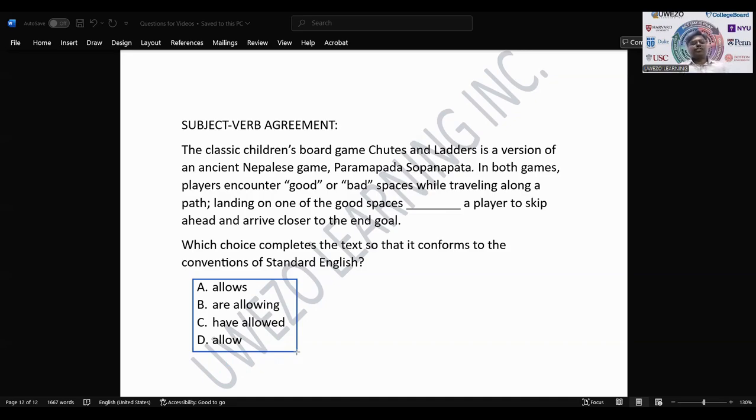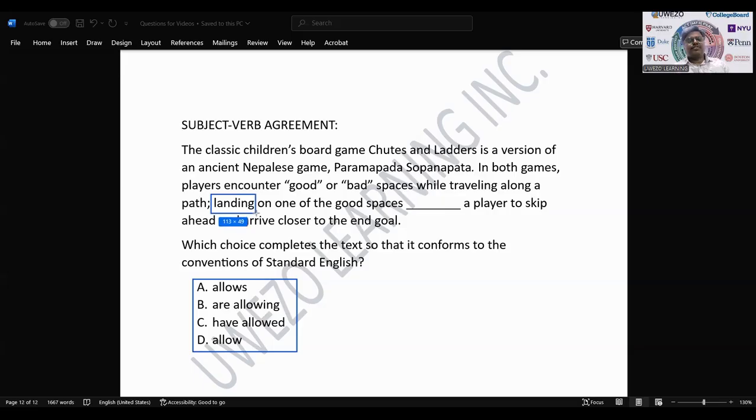Now, definitely the question is not testing verb tense, it is testing subject-verb agreement, because we have the subject here, landing on one of the good spaces, but we do not have a verb. So we need a verb for the subject. So let's understand what is the subject here. Landing on one of the good spaces. So the subject here is landing.